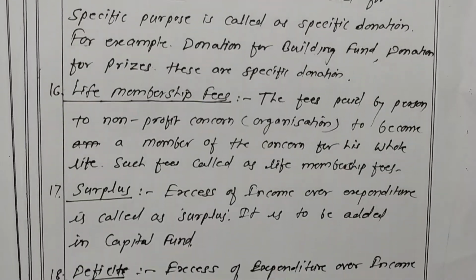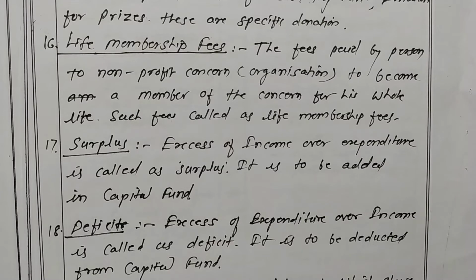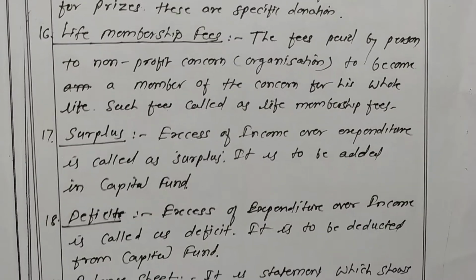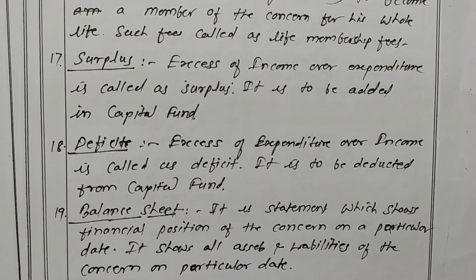Now, what is a surplus? The excess of income over expenditure is called a surplus. In other words, the credit balance of the income and expenditure account is called a surplus. It is to be added to the capital fund. Now, what is a deficit? It is the excess of expenditure over income. It is also called the debit balance of the income and expenditure account. It is to be deducted from the capital fund.